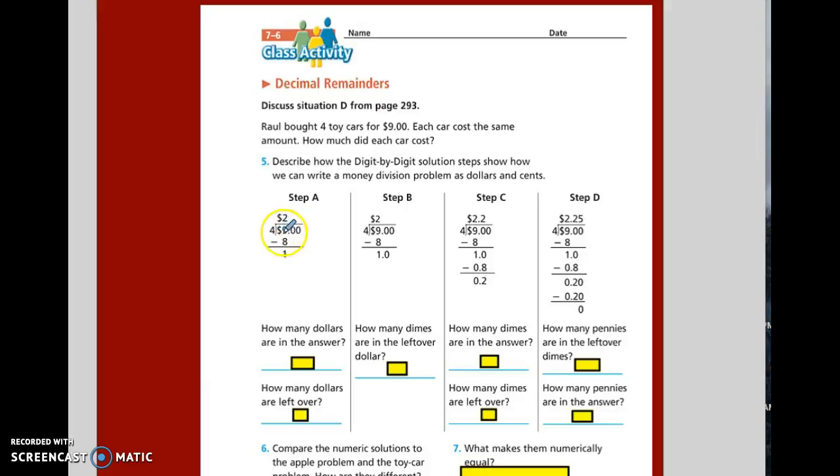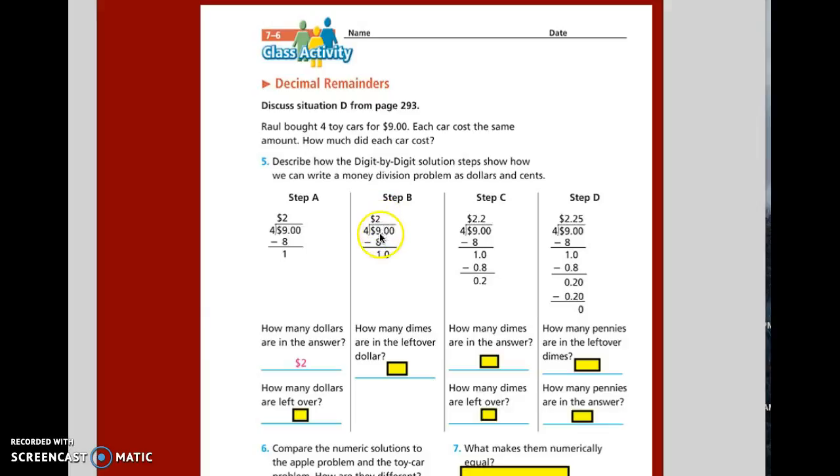So 4 goes into 9 2 times, and then I multiply. 4 times 2 is 8, and I subtract, and I get 1. Okay, so how many dollars are in the answer? How many total dollars are in the answer? Well, the answer is 2. Okay, so we have $2 in the answer, and we're going to keep going here.